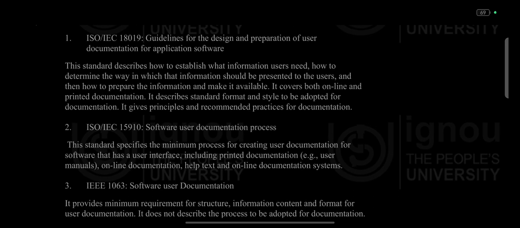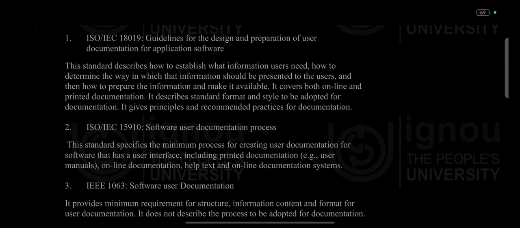ISO/IEC 18019 Guidelines for the design and preparation of user documentation for application software. This standard describes how to establish what information users need, how to determine the way in which that information should be presented to the user, and then how to prepare the information and make it available. It covers both online and printed documentation. It describes standard format and style to be adopted for documentation. It gives principles and recommended practices for documentation.